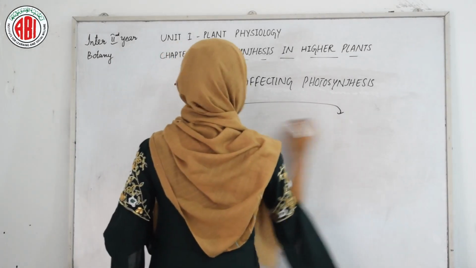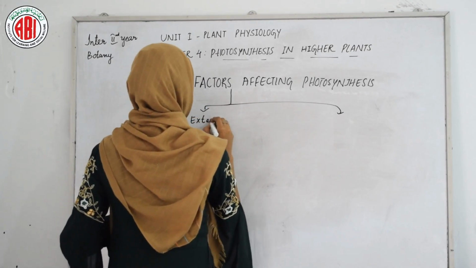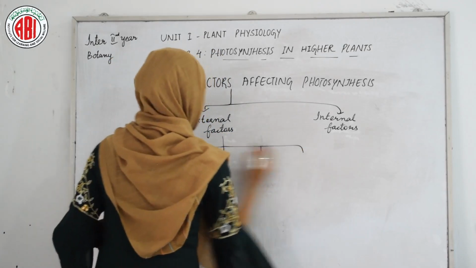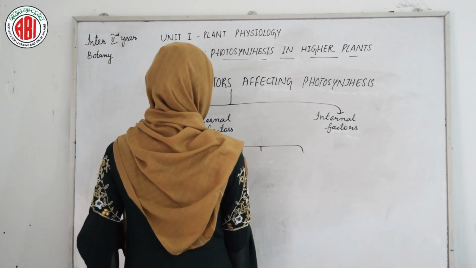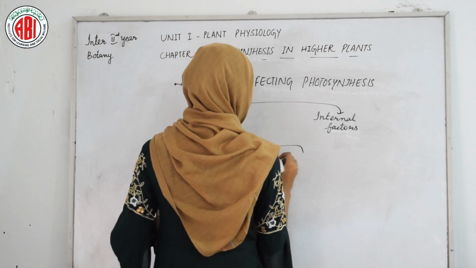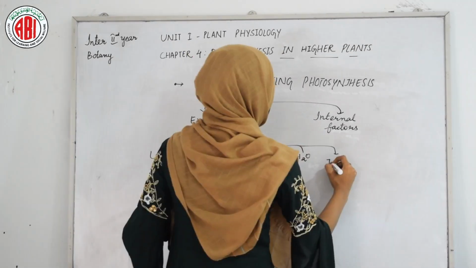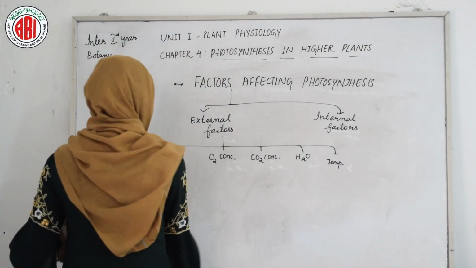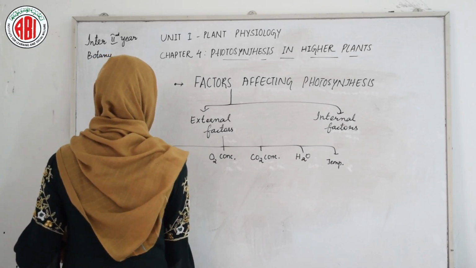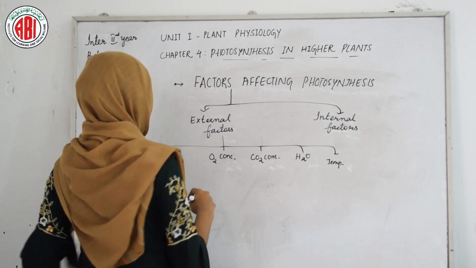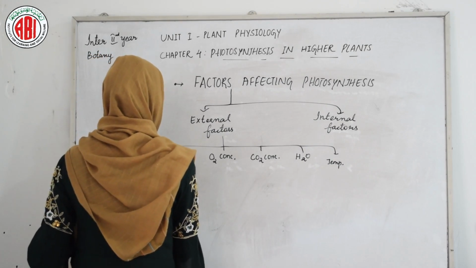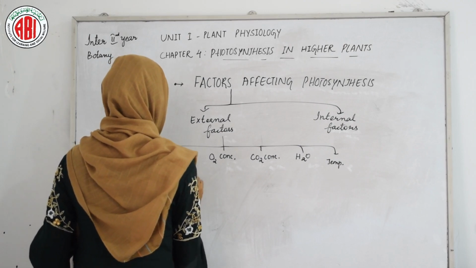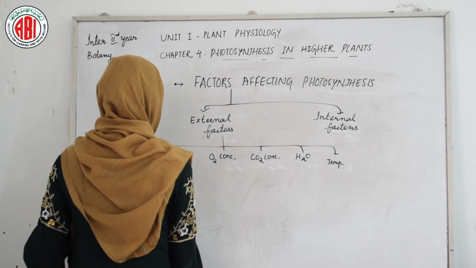Factors are classified into two types: external factors and internal factors. External factors are light, oxygen concentration, carbon dioxide concentration, water, and even temperature. Now when we talk about the factor light, we need to take 3 points into consideration: first is quality, the next one is intensity, and the third one is duration.